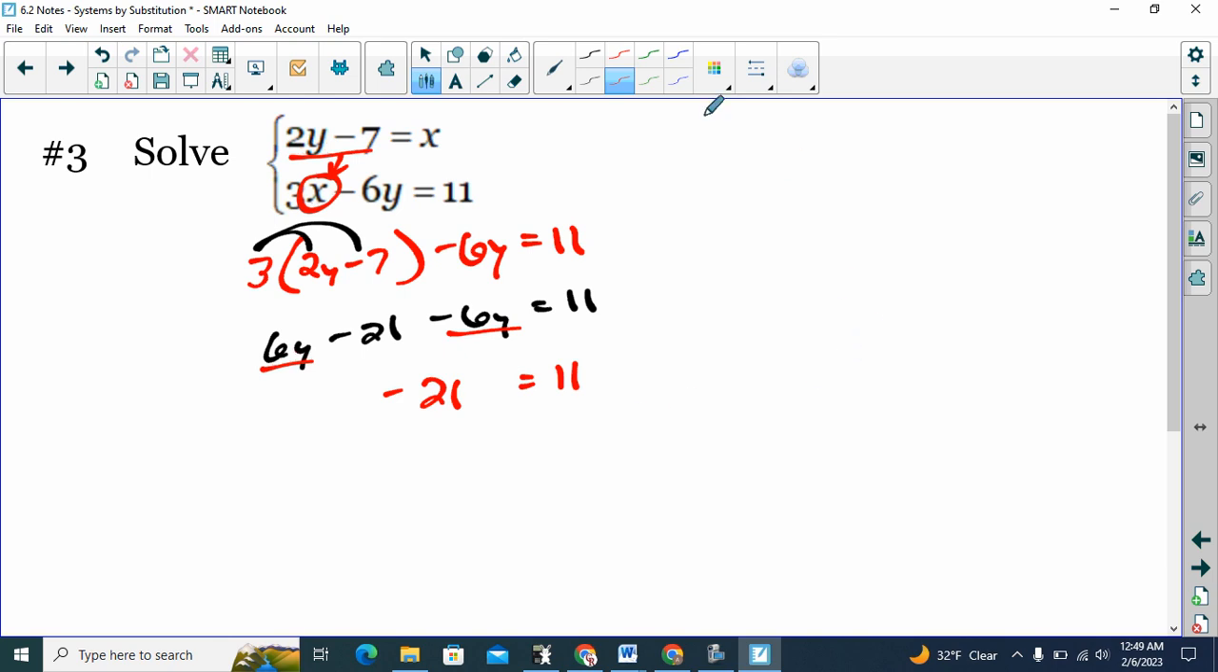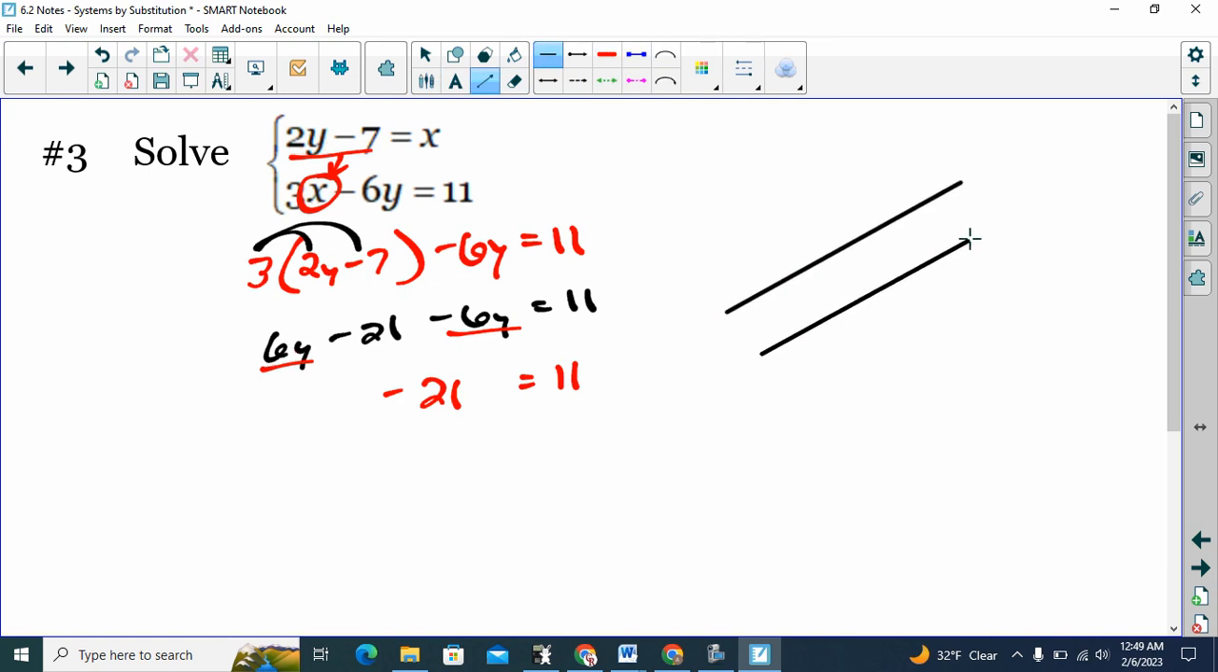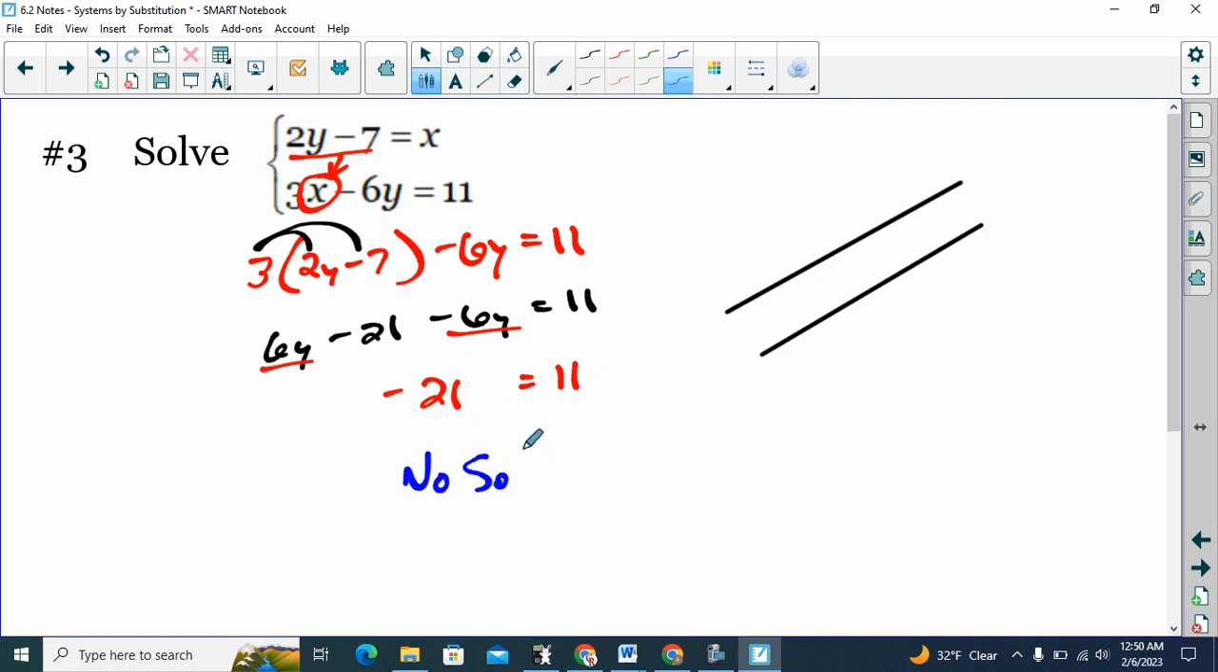Remember when we solved by graphing, sometimes we wound up with lines that were parallel with each other and they never crossed, and we said there was no solution. So systems of equations sometimes have no solution. In this case, negative 21 is not equal to 11. When we get down to something that makes no sense like that, I don't have any variables left. I have a false statement, a statement that is never true. That is when we have no solution.